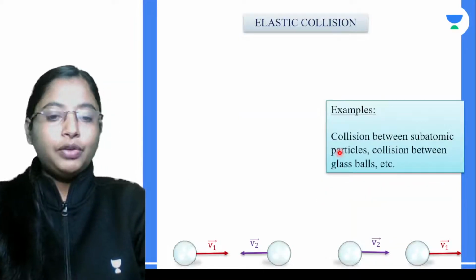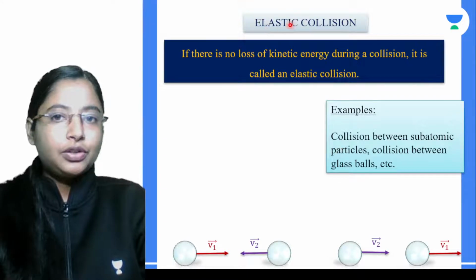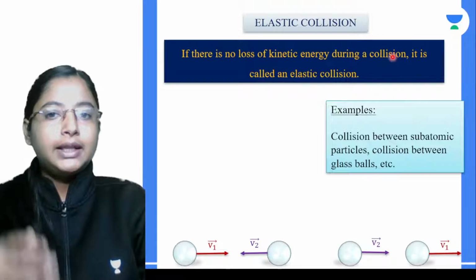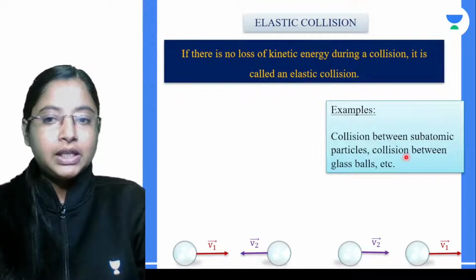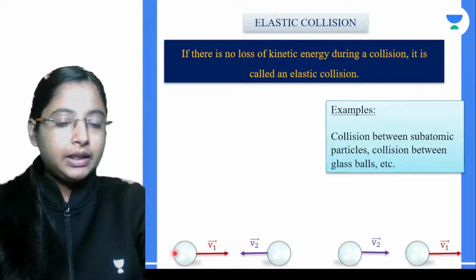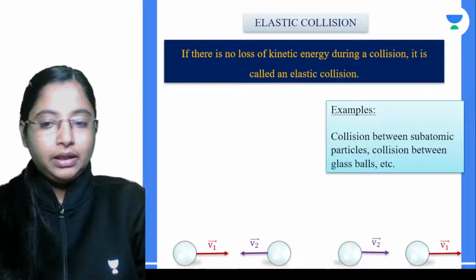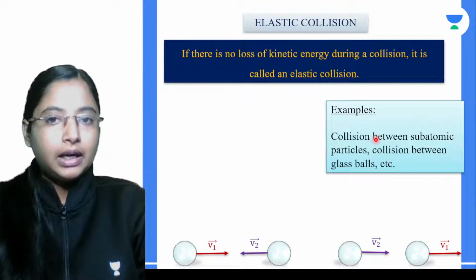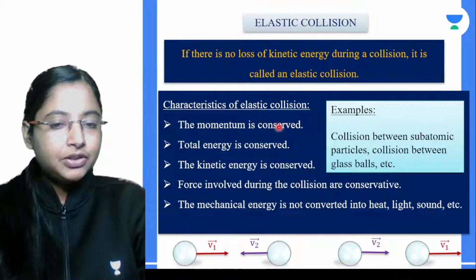Now we are going to see elastic collision. If there is no loss in kinetic energy during a collision, then we call it an elastic collision. That is like collision between subatomic particles, or between glass balls or ivory balls. Even if they are coming towards each other, or going one after the other and colliding, we call it an elastic collision, mainly because the momentum is conserved in such a case.